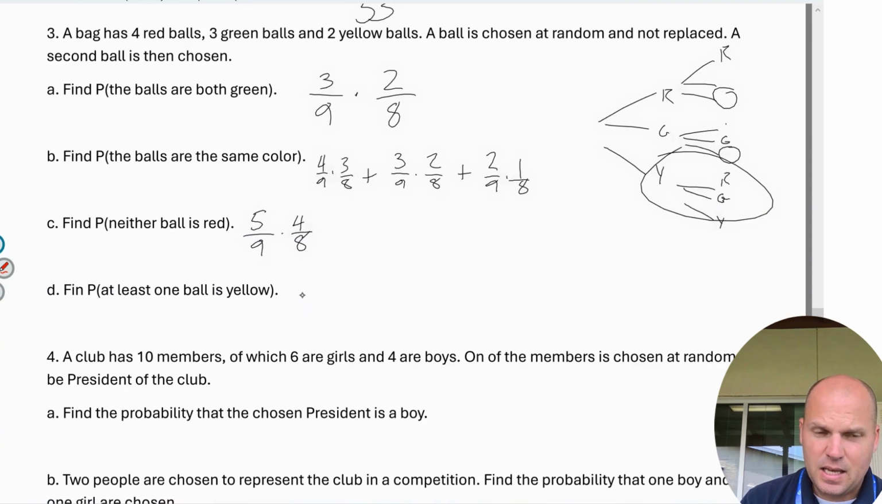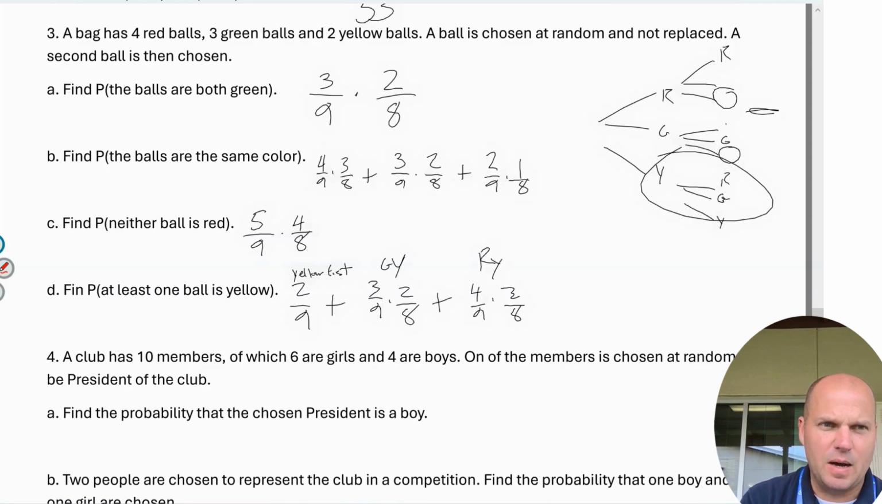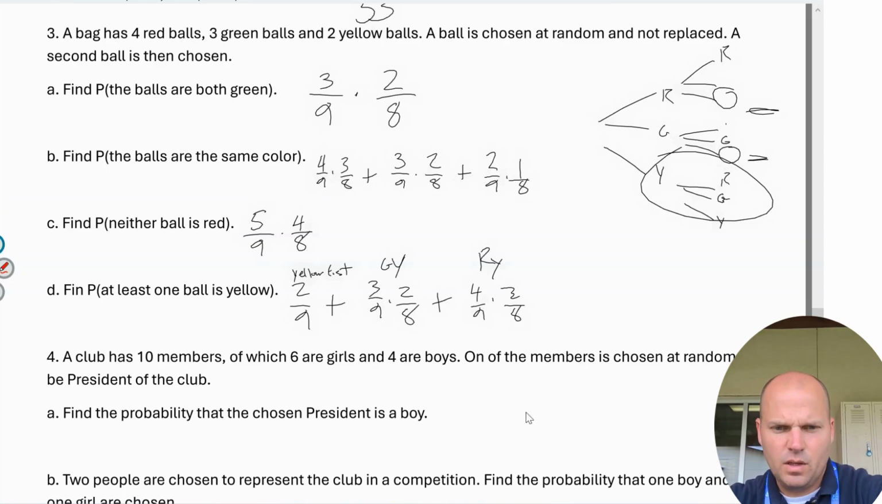So 3 of these added up will just be the probability that we get a yellow. So that's 2 out of 9. This is just we get a yellow first. If we get a green then a yellow, it's 3/9 then 2/8. If we get a red then a yellow, it's 4/9 and then 2/8. Add those probabilities up here, and then those 3, which will equal that. We get our answer.